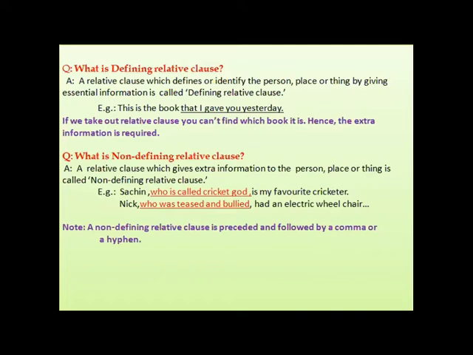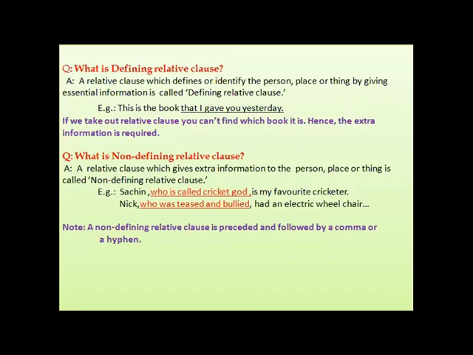Now, what is a non-defining relative clause? A relative clause which gives extra information about the person, place, or thing is called a non-defining relative clause. Example: Sachin, who is called the cricket god, is my favorite cricketer. Nick, who was teased and bullied, had an electric wheelchair. Here, if you take out the extra information, it is still clear. Sachin is my favorite cricketer.